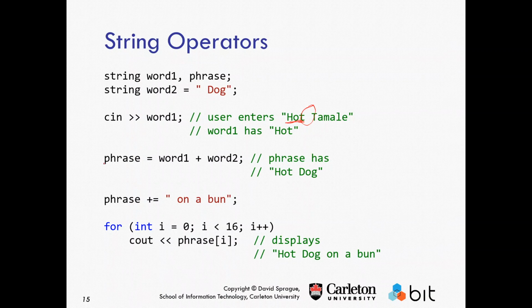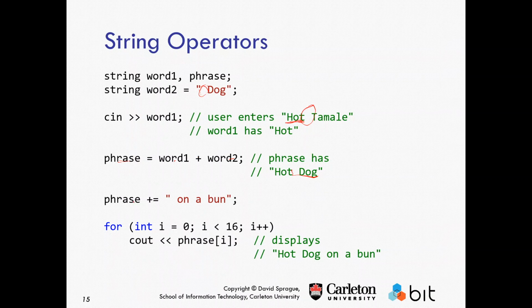Okay. I have a string called phrase. It's going to be equal to word 1 plus word 2. This will give me hot dog, right? No, notice the space in front of word 2's dog. So this is word 2, this is word 1, and when I concatenate them, when I do a plus, I stick them together. That's concatenation.